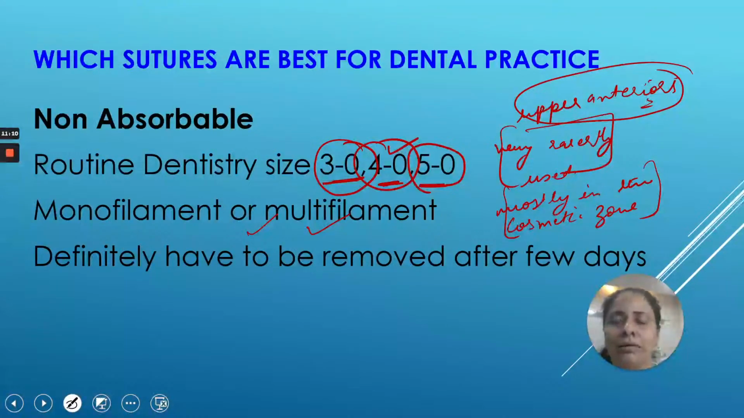So guys, this is all about suture material. What exactly are dental sutures? In the upcoming videos, I am going to talk about different suturing techniques, different suture materials that are available in the market, what are the different suturing principles, suturing armamentarium.